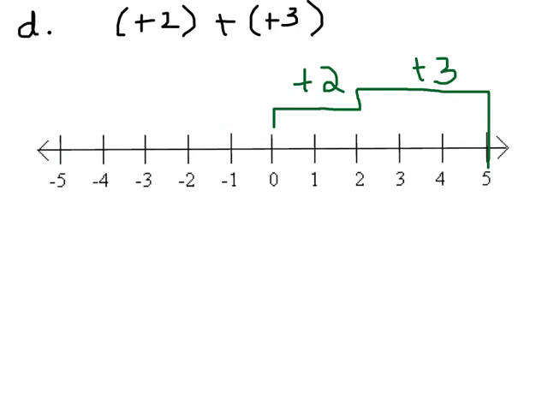In this example, both numbers are positive, so we are adding. We start at 0, we go 2 to the right, and then 3 more to the right, and we end up at positive 5. And again, 2 plus 3 is 5. They're both positive, so our answer is going to be positive.